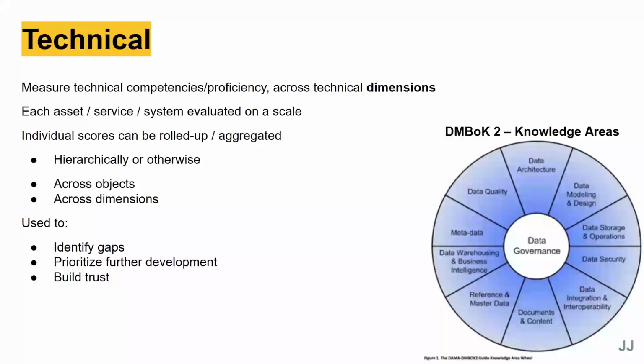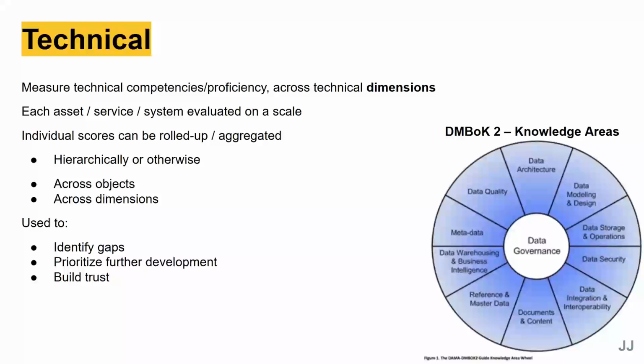So you have things like quality, you have architecture, you have security, quality of reference data, how much metadata we have. We can measure all of these things and score them across a scale. And we can take the scores for these different dimensions, you can roll them up, you can combine them in different ways, different assets can be combined, different dimensions can be combined.